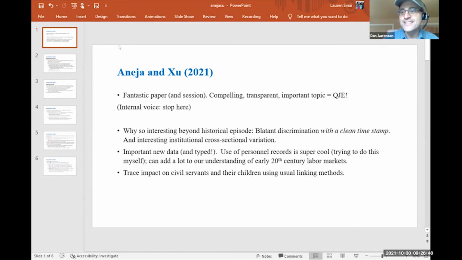And not only that, Abhay didn't have time to talk about this, but there are really neat institutional cross-sectional sources of variation to take advantage of here too. They do some of that in the paper, which I'll talk about a little. And then they're bringing this really important new data: administrative personnel records for the government, which I think is really great. I'm doing a little of this myself. Using personnel records to fill in a lot of holes we have about early 20th century labor markets is really underexploited and super important.